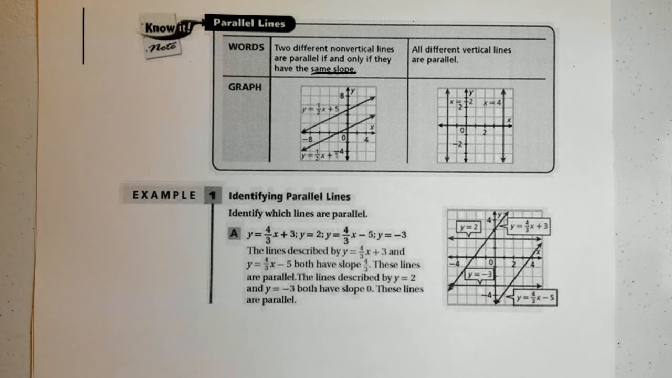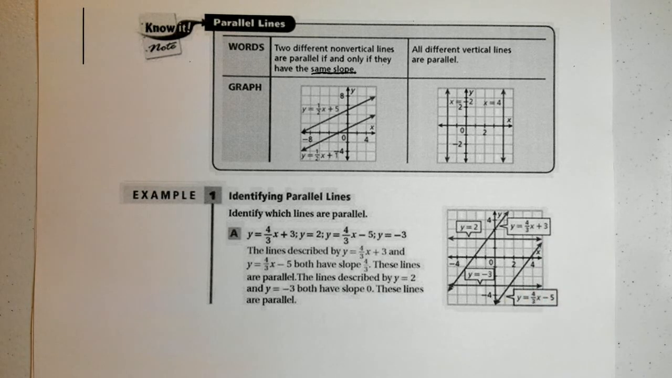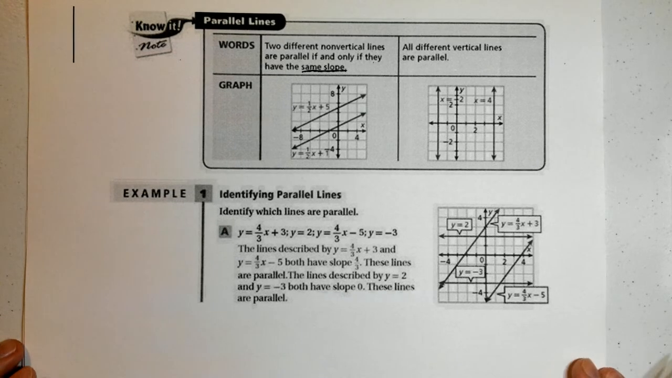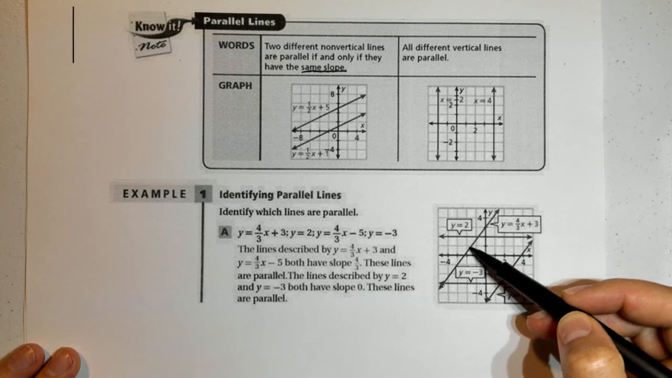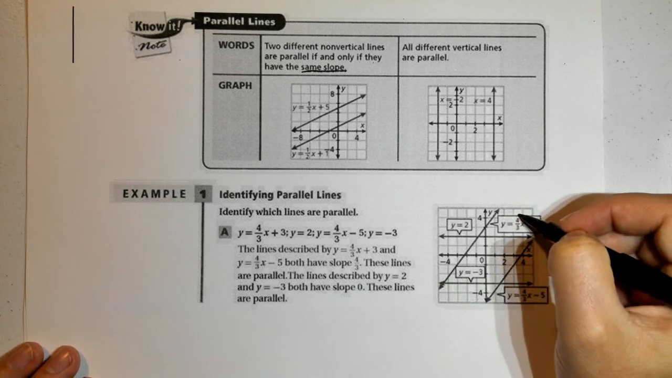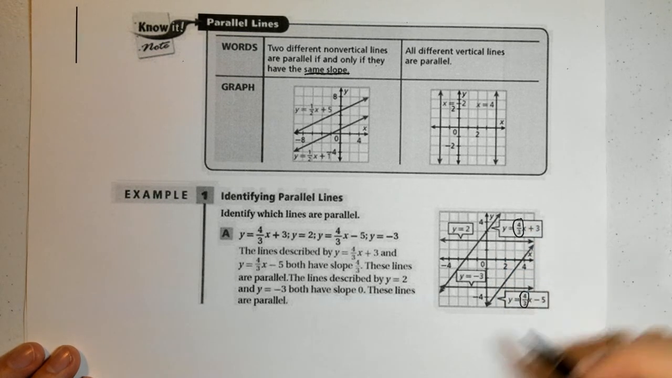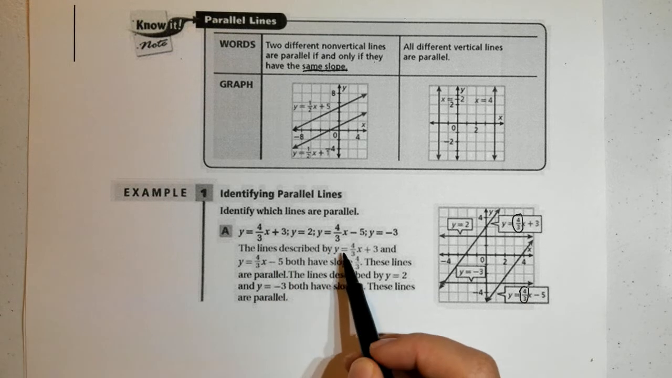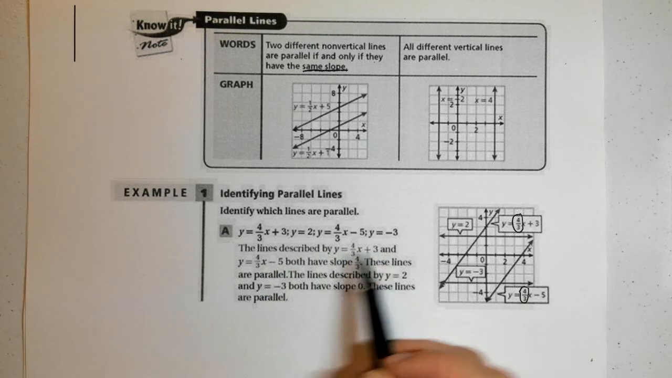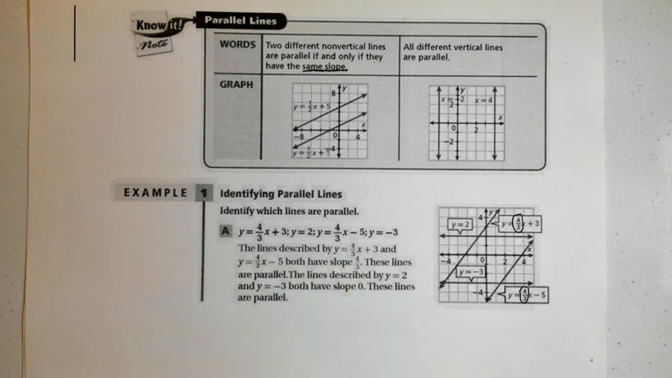Immediately you should be able to visually see which ones are parallel. They're going to be lines that run right along each other, but they're never going to intersect. So here, this line and this line are parallel because they have the same slope. They both have the slope of 4/3. So the lines described by y equals 4/3x plus 3 and y equals 4/3x minus 5 both have the same slope of 4/3. So these lines are parallel.